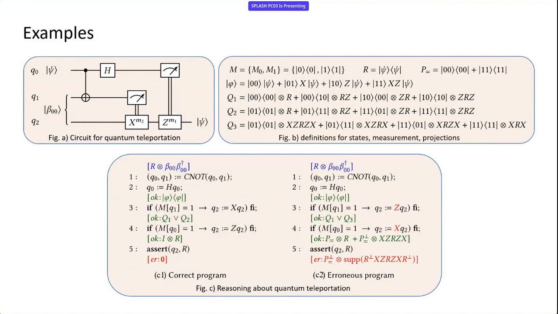As a comparison, on the right side, we just misplace the Pauli gate here, and we get a non-zero post condition for the error case. So that means we find a bug here.